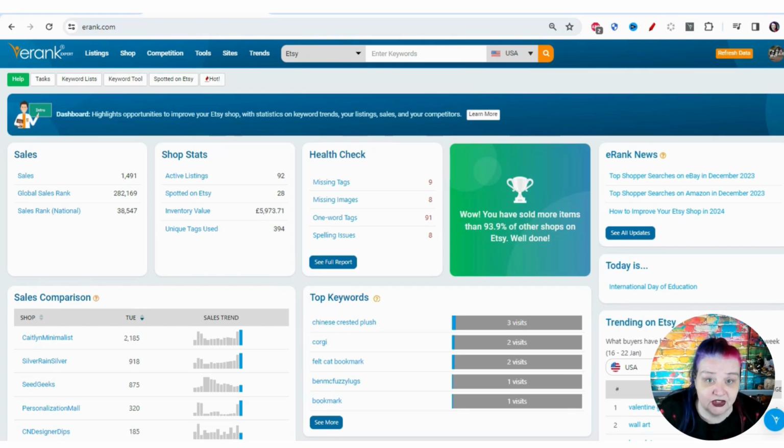First thing I want to do is to make a keyword list. Even a free eRank account, you can get keyword lists. This is just a place to save everything in. You don't need to use a keyword list. You can use pen and paper if you want, but this is a whole lot easier, as you'll see.